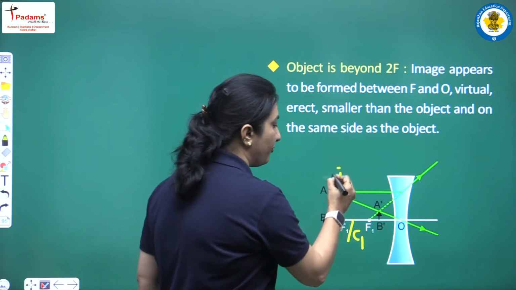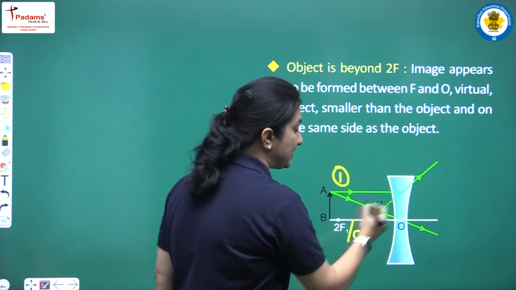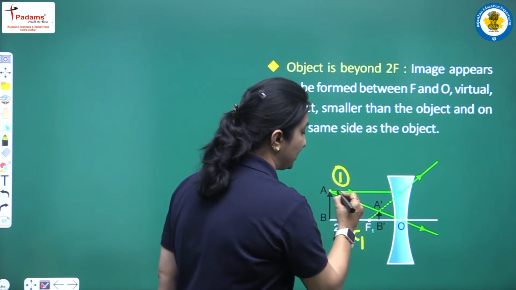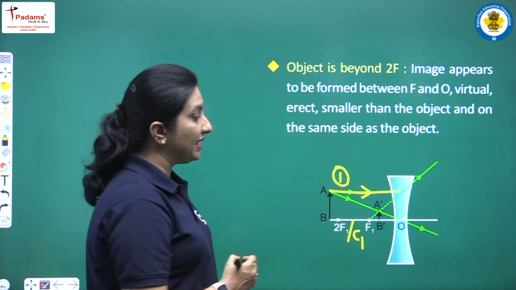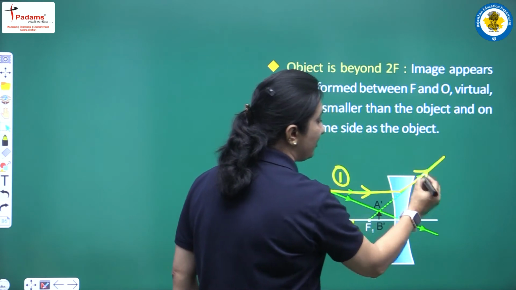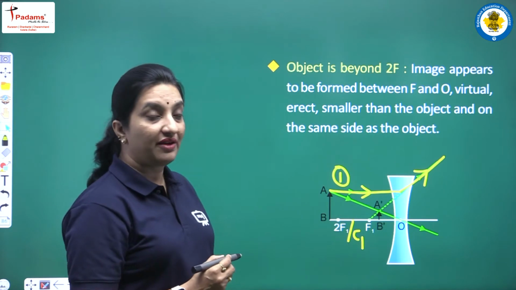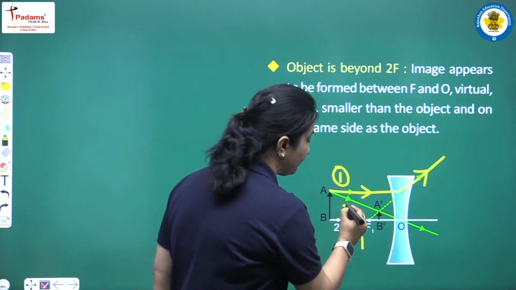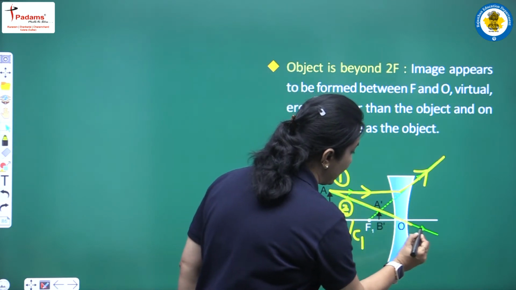So the first type of ray which I have taken is the ray of light which is incident parallel to the principal axis. So this ray of light which is incident parallel to the principal axis, after refraction through the concave lens, gets refracted in this way. And the second ray of light which I have taken is the ray of light which is directed towards the optical center.